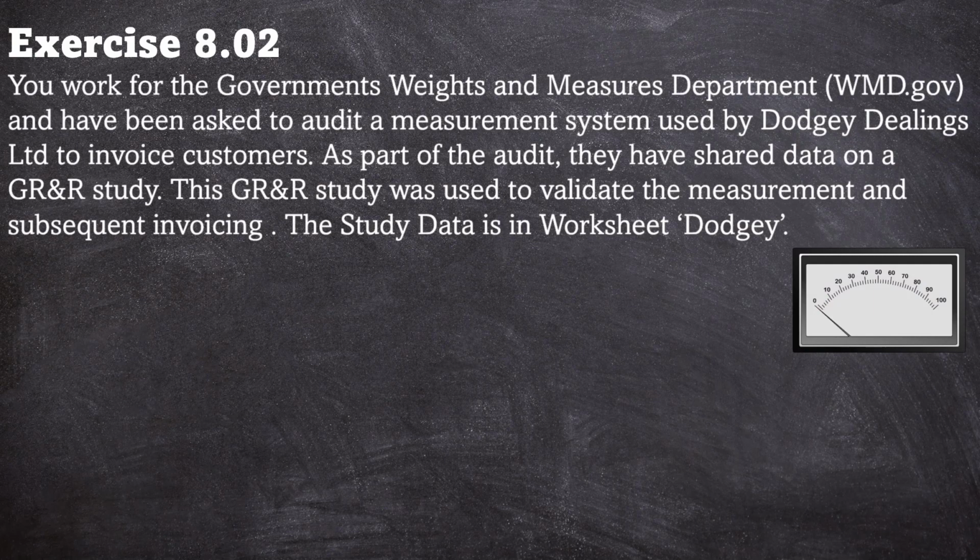You work for the Government Weights and Measures Department and have been asked to audit a measurement system used by Dodgy Dealings Limited to invoice customers. So as part of the audit, they have shared data on a Gage R&R study. This Gage R&R study was used to validate the measurement system and subsequent invoicing by Dodgy Dealings Limited. There's a clue there in the name. The study data is in worksheet Dodgy.